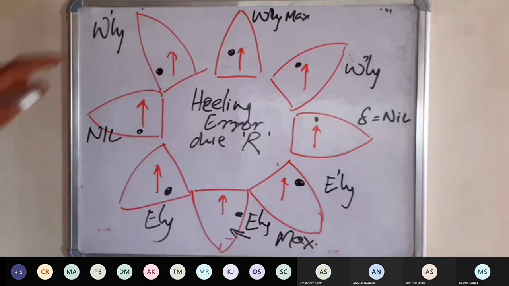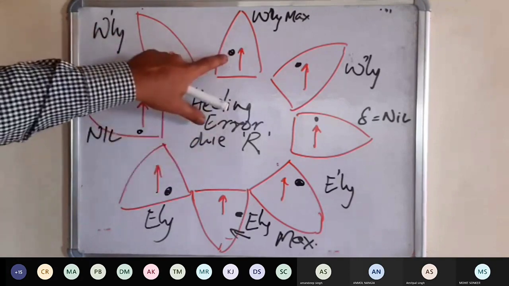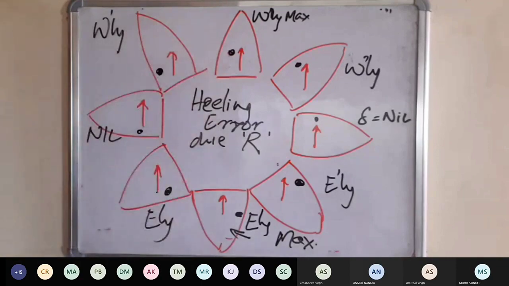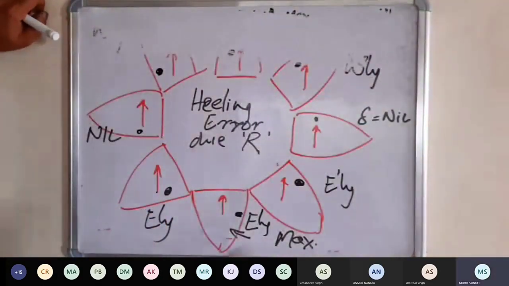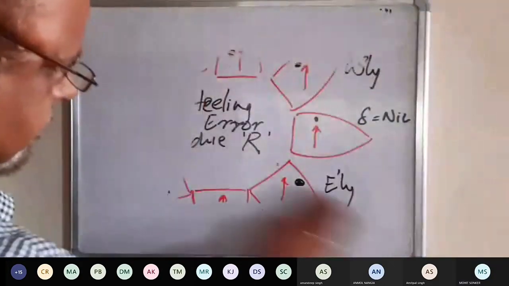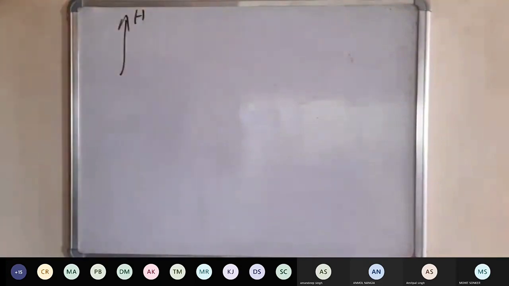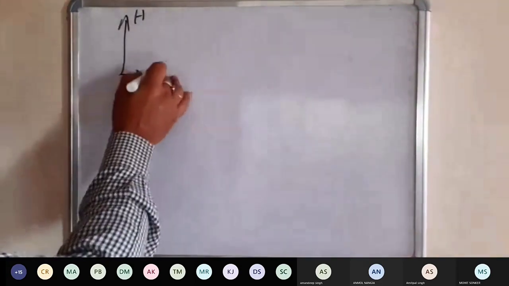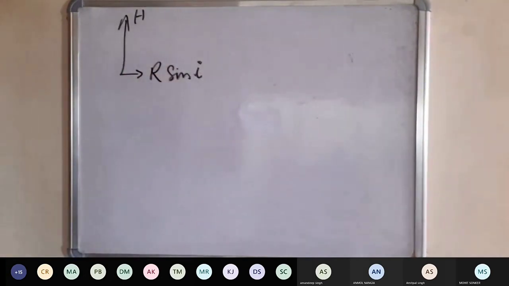Now we have already seen that what was the component which was causing deviation in these cases? Healing के समय, what was the component which was causing the deviation? ये आपने नोट कर लिया है एग्जाम में? R sin I. Very good. So now we have an H, which is the Earth's horizontal field, and we have R sin I, which is the disturbing force in this case.